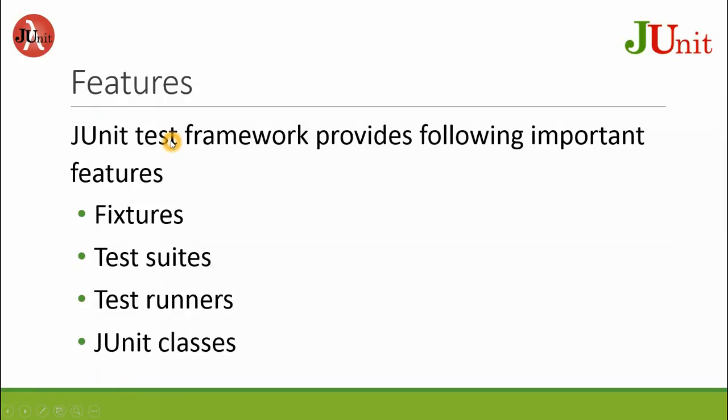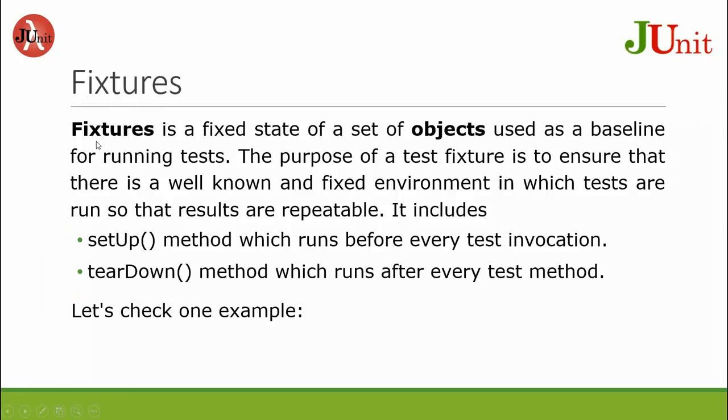Features. JUnit Test Framework provides the following important features: Fixtures, Test Suite, Test Runner, JUnit classes. So we already covered the features in JUnit 4. Now we are going to talk about these. Fixtures. A fixture is a fixed state of a set of objects used as a baseline for running tests. And there is a setup method and a teardown method. We have already talked about this in a previous lecture.